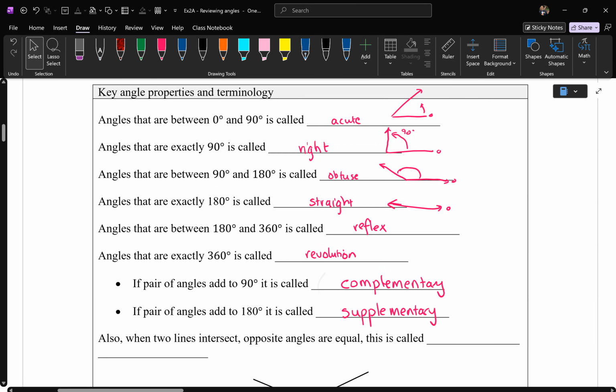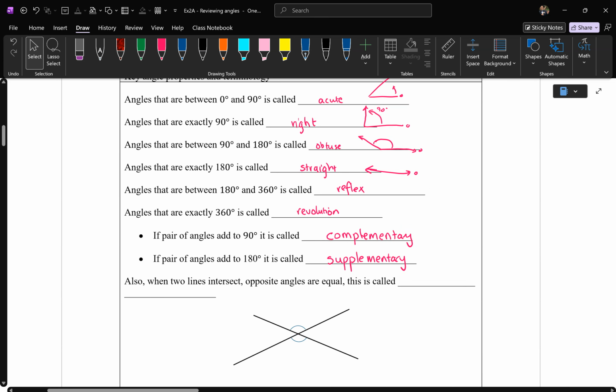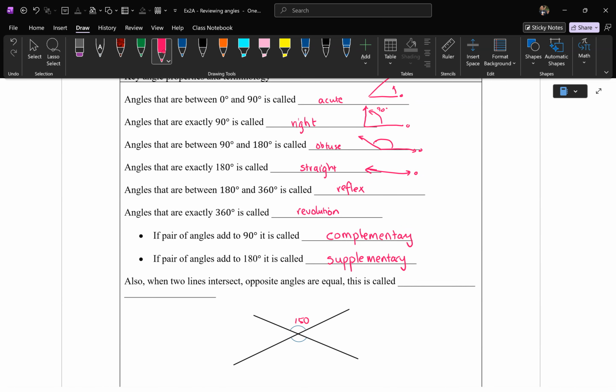And then finally, the last one, which kind of links into tomorrow's lesson for parallel lines. But this one, these two angles are the same. So if this was 150, this one is also 150, but we'll give it a special name. What are these two angles called? Starting with V, Losalia. Very good. Vertically opposite.